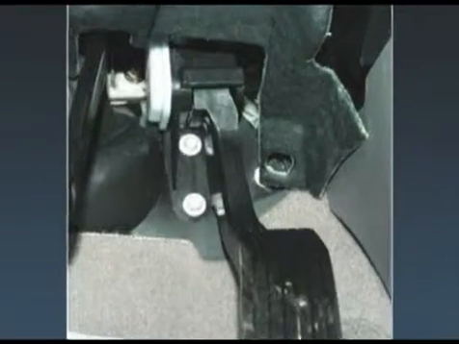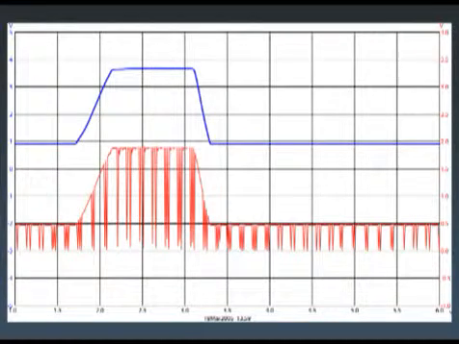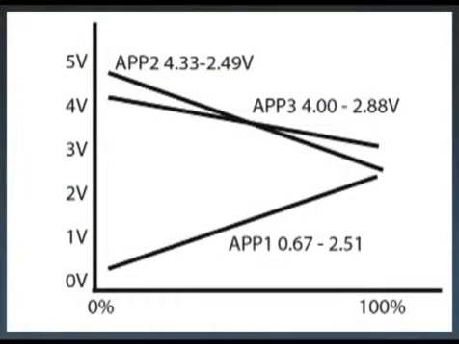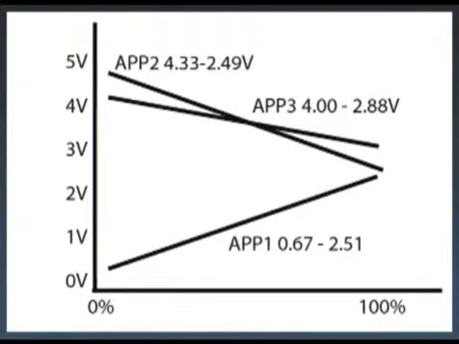The APP sensor is mounted on the accelerator pedal assembly. The APP is actually two, or in early systems, three individual APP sensors within a single housing. There are separate signal, low reference, and 5-volt reference circuits. APP sensor 1 voltage increases as the accelerator pedal is depressed. APP sensor 2 voltage decreases as the accelerator pedal is depressed. Sensor 3 voltage decreases as the accelerator pedal is depressed, but at a different voltage than sensor number 2.